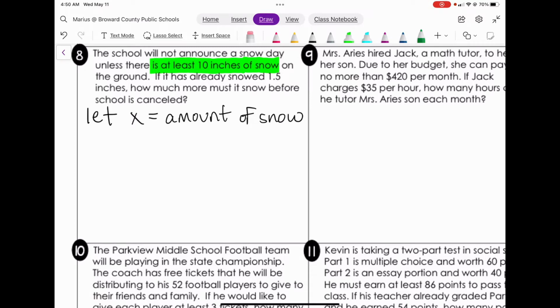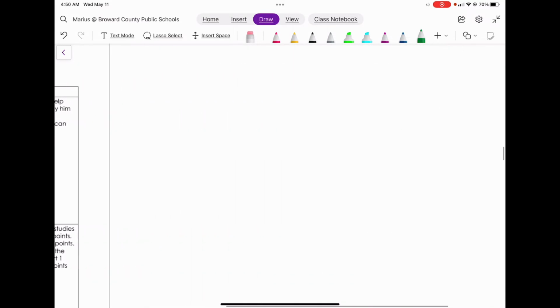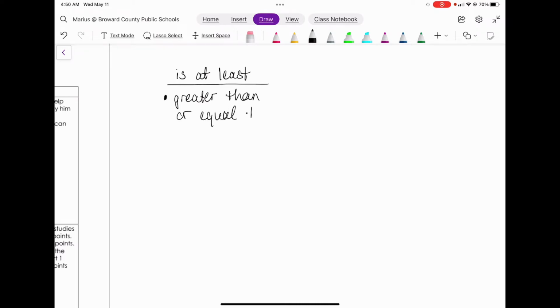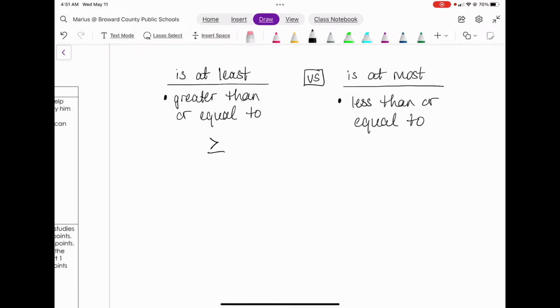Okay, so let me take a quick side break over here, and I want to put this here. Is at least. This is another way of saying greater than or equal to, which means that you'll have this symbol. Now, another phrase we see sometimes is at most. Is at most means less than or equal to. So that would look like this.